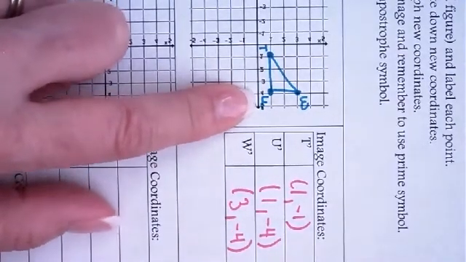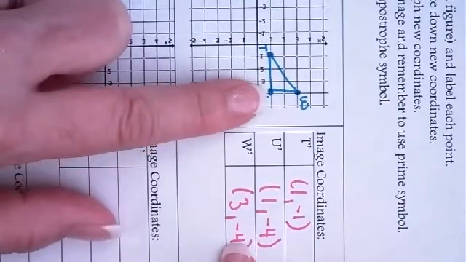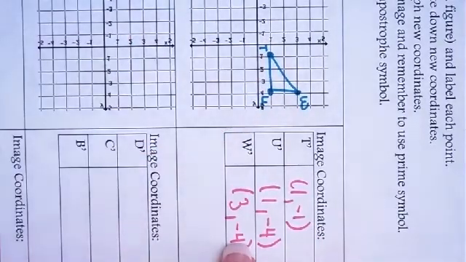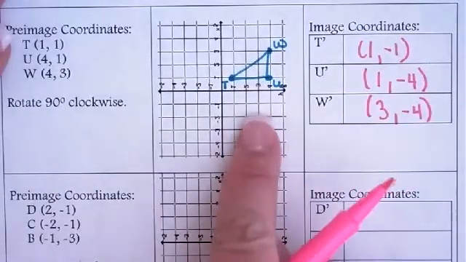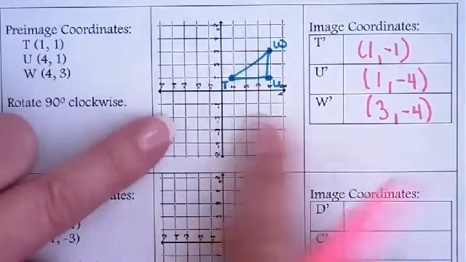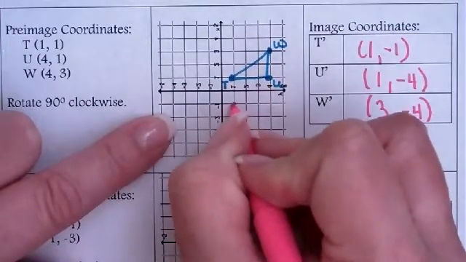Okay. Now, once I've identified my 3 new points, I got the third part left to do, which is to turn my paper back around and graph these 3 points right here. Okay, so T prime was at 1, negative 1, so it's going to go right there.